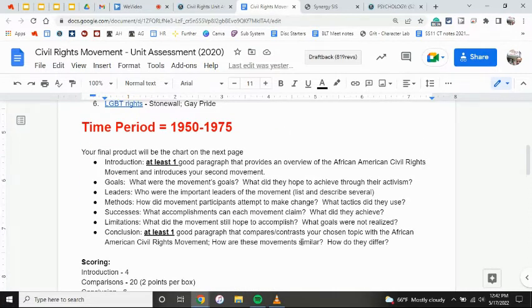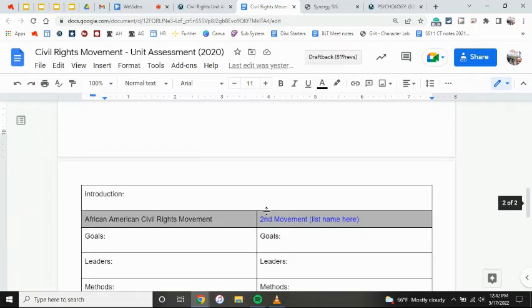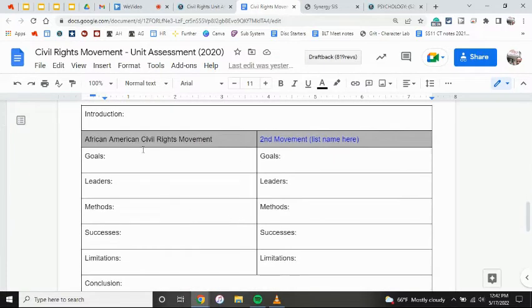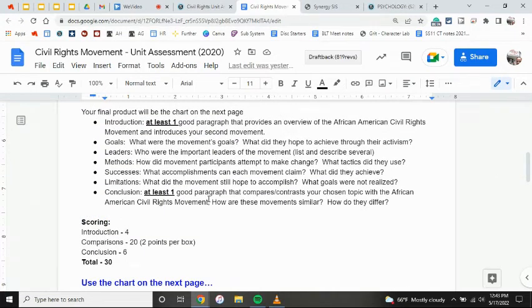What you're going to do then is fill out basically this chart right here. So it's described in these bullet points. We have an introduction where you are telling us an overview of the African American Civil Rights Movement, and then you introduce me to whatever your second choice is so that I know what you're comparing to. And then we're going through goals, leaders, methods, successes, limitations. So you're going to list that information for each of the movements, and then you'll have a conclusion, and the conclusion says at least one good paragraph that compares and contrasts your topics. How are they similar? How are they different?